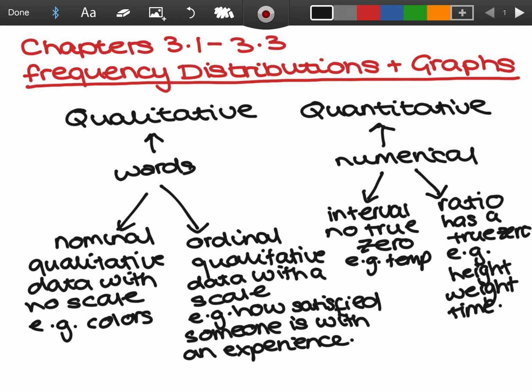So they're the two different types of data. You can have qualitative data and quantitative data. And within that you have two different types, nominal and ordinal for qualitative, and interval and ratio for quantitative. So that's just a few pieces of terminology that you're going to need going forward.